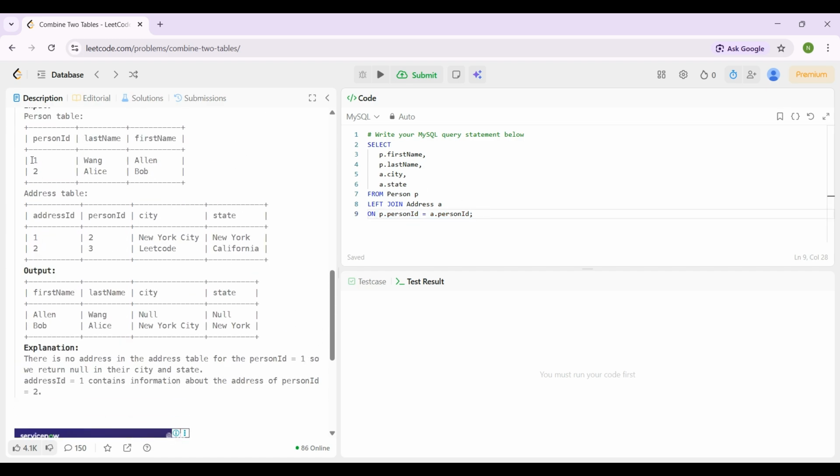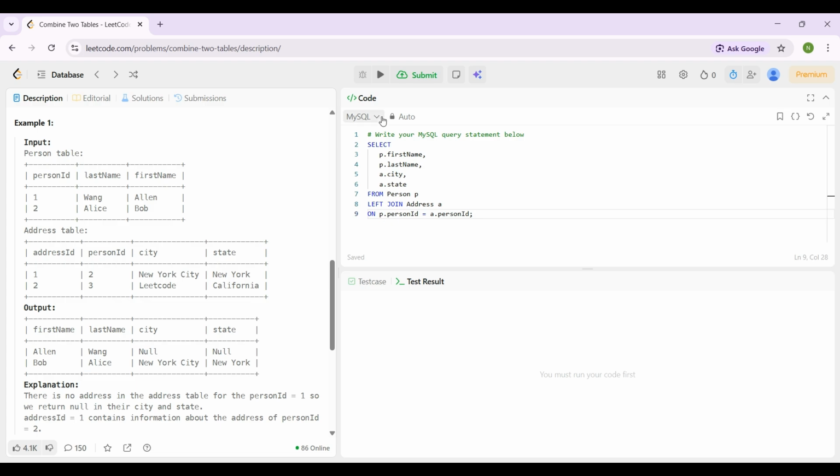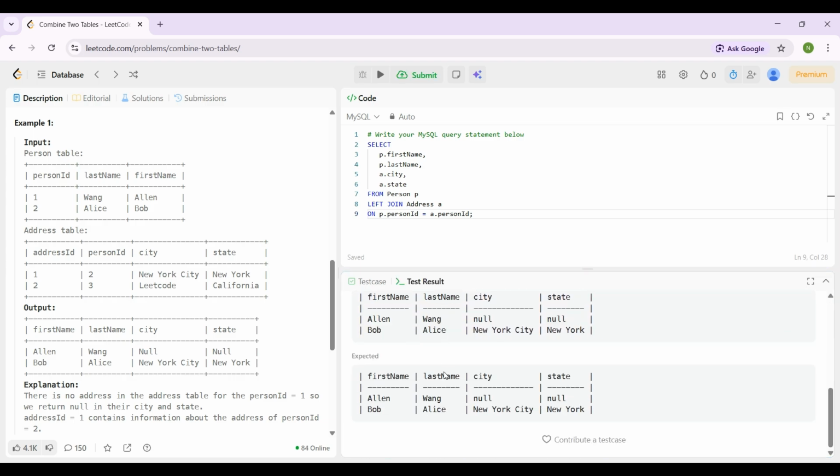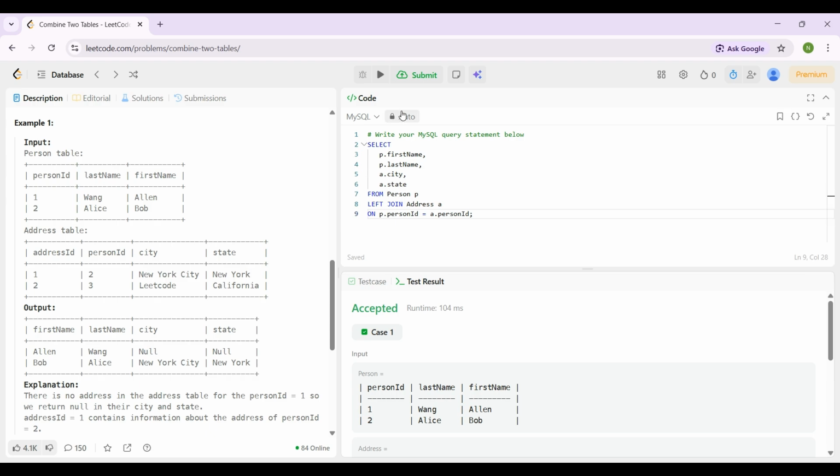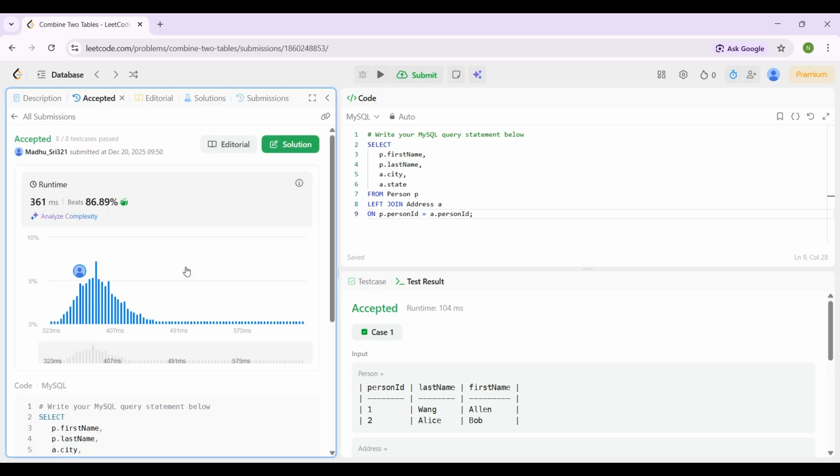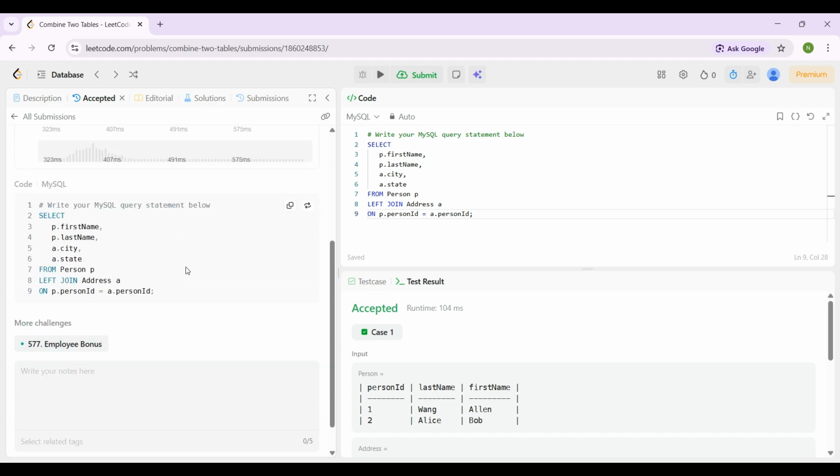Because here there is person ID 1, but here there is no person ID 1. So there are null values. Here person ID is 2. Here person ID is 2. So we had got city and state. So the city and state are displayed here. Now we will execute this query and see the result. Yes, we had got the output. Now we will submit. Yes, it is successfully executed.